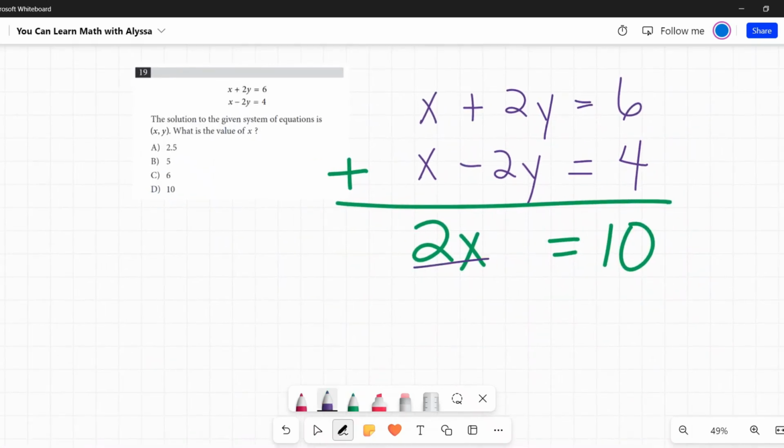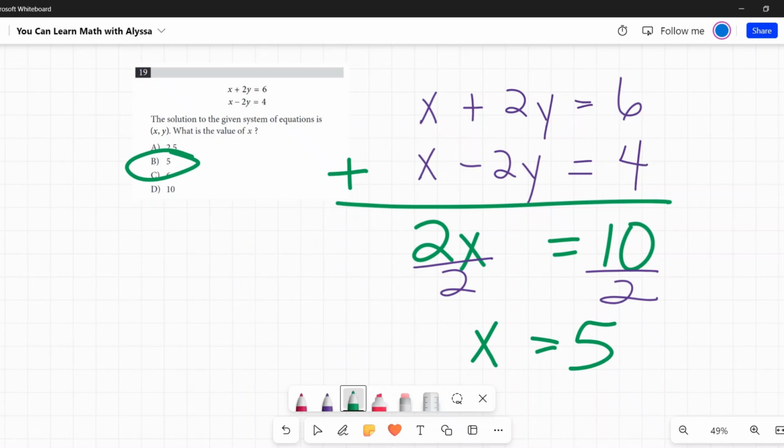Now all I need to do is divide both sides by 2. And I get x equals 5. So B is my answer.